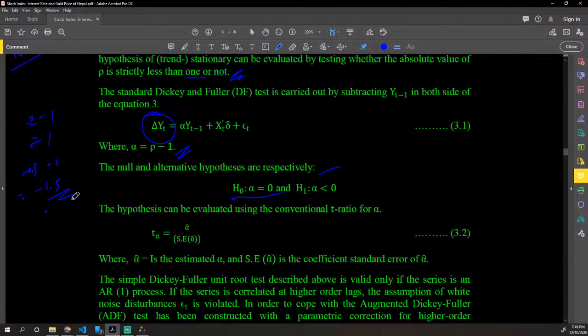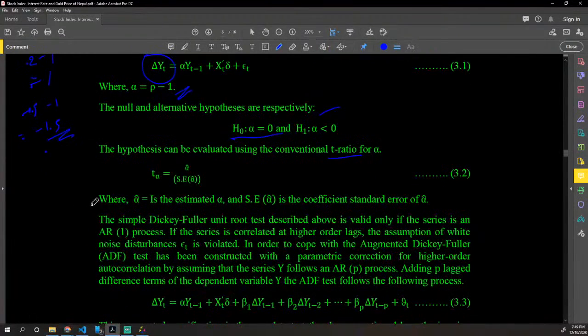So the hypothesis can be evaluated using a t-test. The sample should be small as well, I think. The t statistic is alpha hat over the standard error, where alpha hat is the estimated alpha and the standard error is the coefficient standard error of alpha hat. Okay, that's the standard error. I was right about that. Okay, good. The simple Dickey-Fuller unit root test described above is only valid if the series is an AR(1) process.